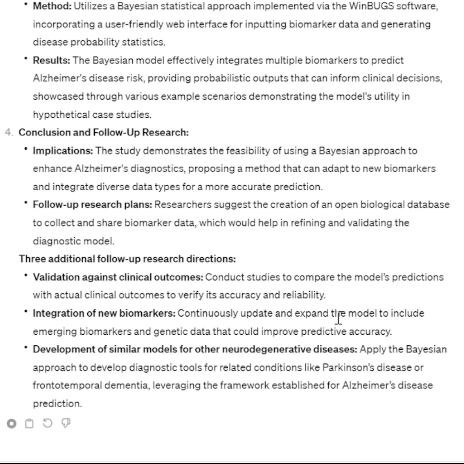Development of similar models for other neurodegenerative diseases: apply the Bayesian approach to develop diagnostic tools for related conditions like Parkinson's disease or frontotemporal dementia, leveraging the framework established for Alzheimer's disease prediction.